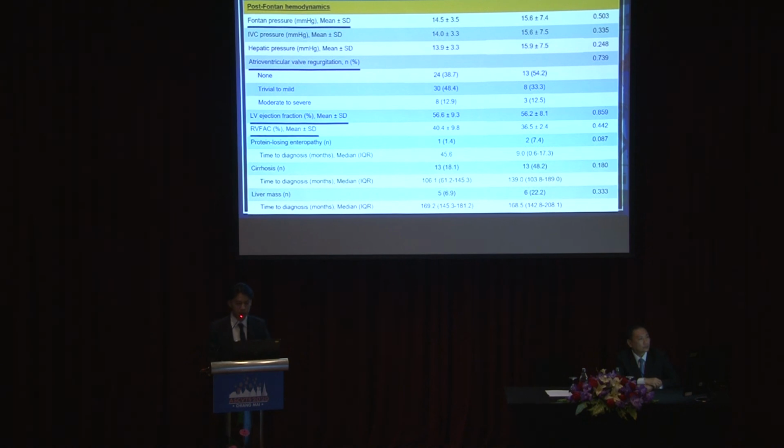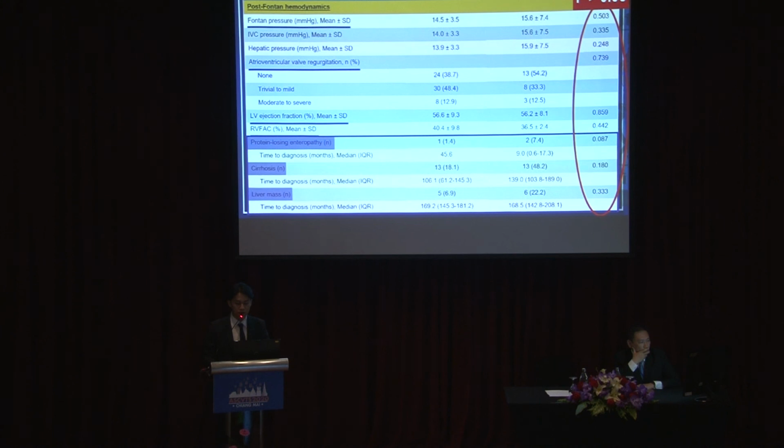Now we move to see the post-Fontan hemodynamics, including Fontan pressure, aortic valve regurgitation, ventricular function, and long-term complications such as protein-losing enteropathy, cirrhosis, and liver mass. And all of them show no significant differences between the two groups.